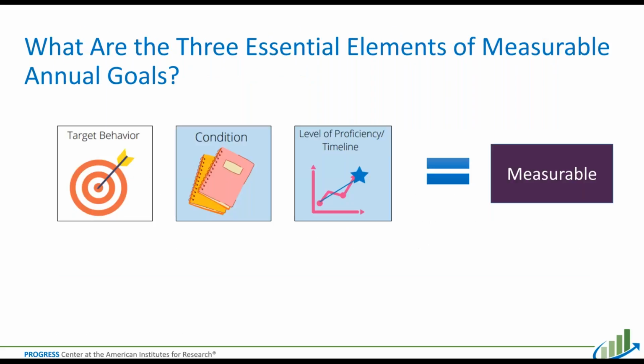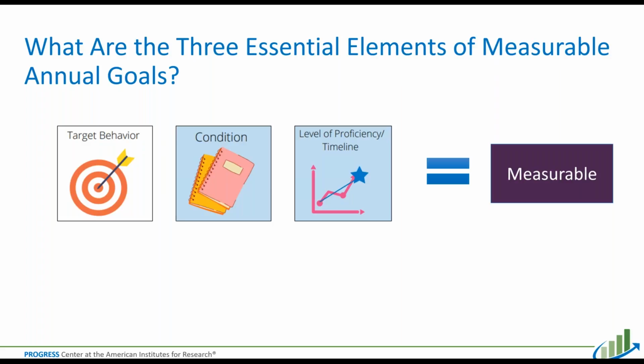So what are the three essential elements of a measurable annual goal? Technically sound annual goals should address three things. First, the target behavior is the academic or functional skill to be changed. Second, the condition is the context or environment in which the target behavior is exhibited to be measured. And third, the level of proficiency and timeline is the level of performance at which the IEP team can determine that a student has achieved the goal and the period within which the student can be expected to meet the level of proficiency.